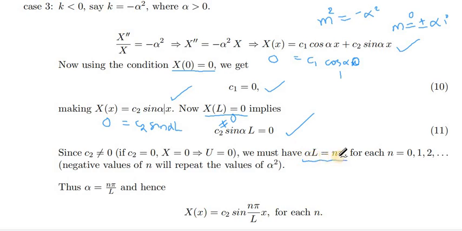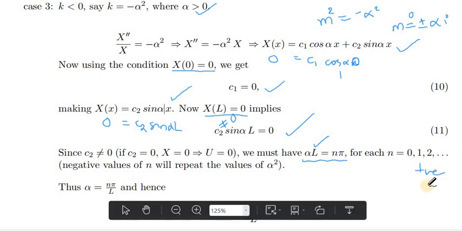Now this alpha L, of course you can have n equal to plus or minus integer values, but here what happens is alpha is a positive number, right? Alpha is positive and L is the length of the string, so that's also positive, so n cannot be negative. So n can be either 0, 1, 2, 3, etc. Only positive values. Here alpha will become n pi by L.